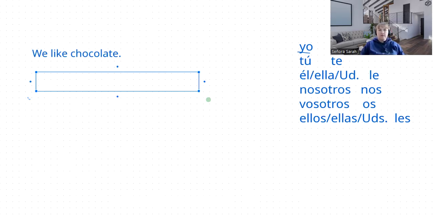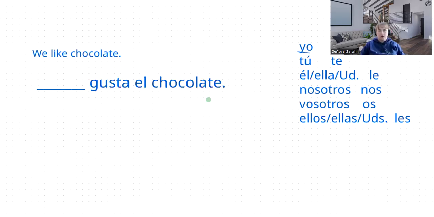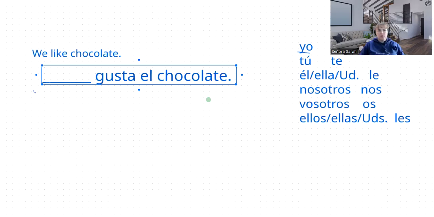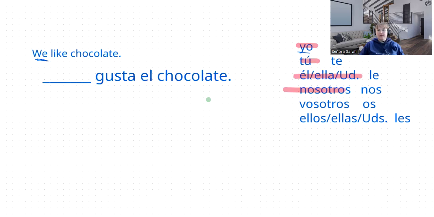Okay. We want to fill in the blank with the word that should go with the word for "we" in Spanish. Now, the first thing we have to do is think about which word on the left-hand column of your list means "we." Think about that with me. Which word means "we"? If you said nosotros, you are absolutely right.